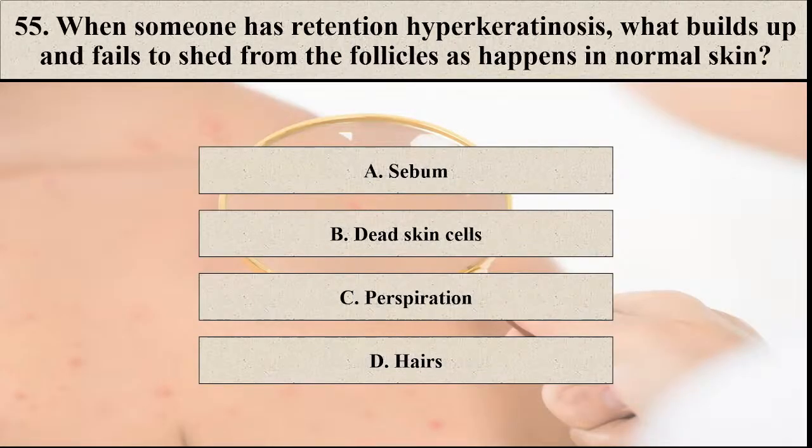When someone has retention hyperkeratinosis, what builds up and fails to shed from the follicles as happens in normal skin? Is it sebum, dead skin cells, perspiration, hairs?